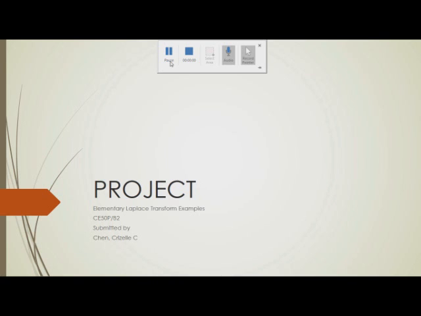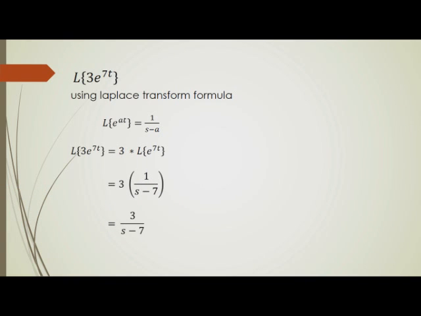I'm Crizel C. Chen and I'll be discussing the elementary Laplace transform examples. First, the Laplace transform of 3e raised to 7t. Using the Laplace transform formula, the Laplace transform of e raised to at is equal to 1 over s minus a. The Laplace transform of 3e raised to 7t will become 3 over s minus 7.